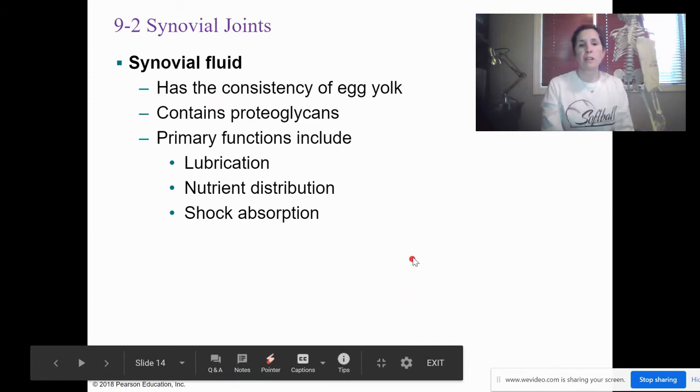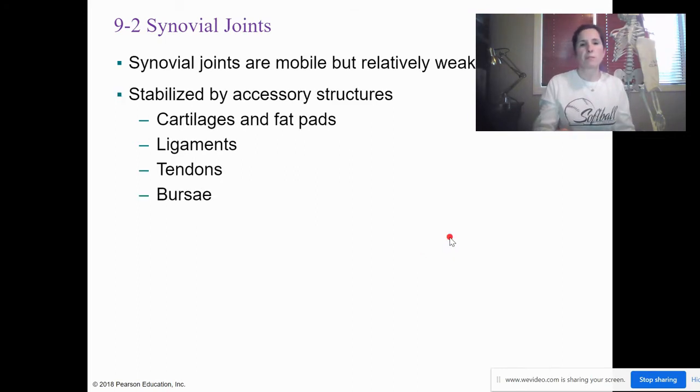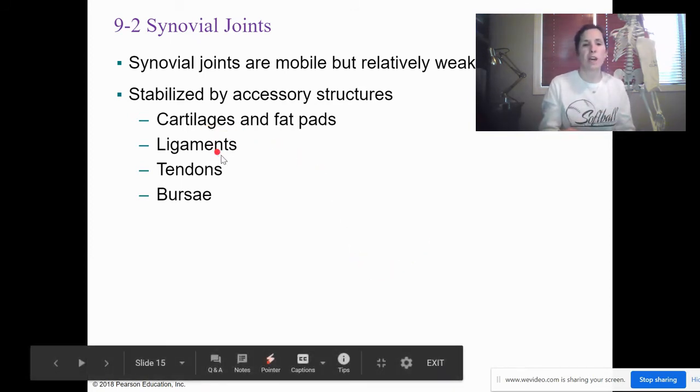Synovial fluid, I talked about that. Lubricates and helps absorb shock. And it has the consistency of like an egg yolk, which is kind of weird. And it has these protein carbohydrate complexes in them known as proteoglycans. And it's really important for movement in a synovial joint. So I pointed out some of those structures before that help stabilize the synovial joints because they're pretty weak, actually. There's a trade-off. They can move more, but they're not super strong. So that's why you're going to see cartilage, fat, ligaments, tendons, and the bursae.